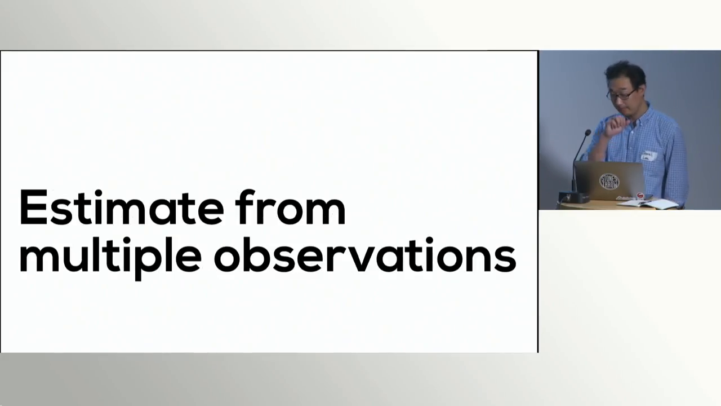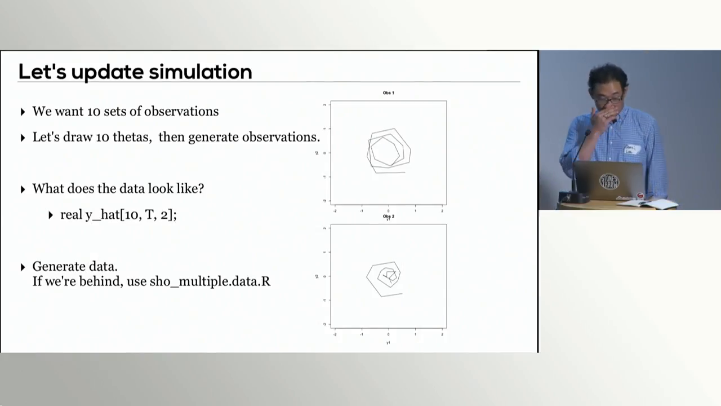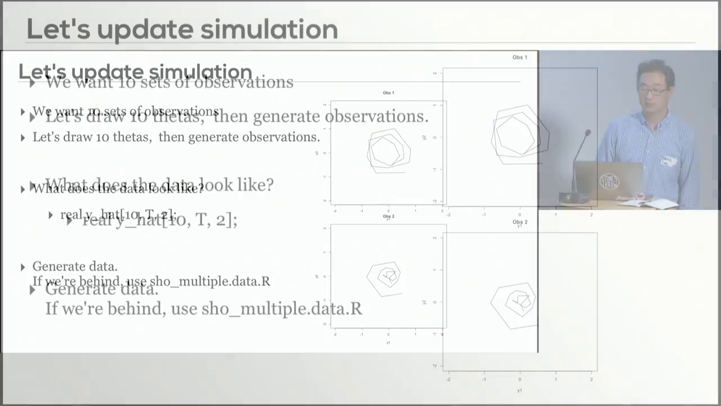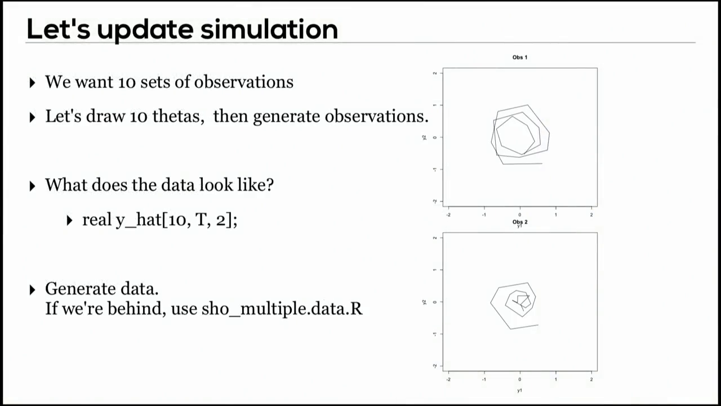Okay. So next, we'll go into estimating from multiple observations. For anyone that deals with data, you probably don't have just one observation. You probably have multiple. We'll go through this, and then hopefully we can get to parallelizing this. So let's update the simulation first. Instead of one set of observations, let's draw 10. Write a simulation program that'll draw 10 thetas, then generate observations from them.